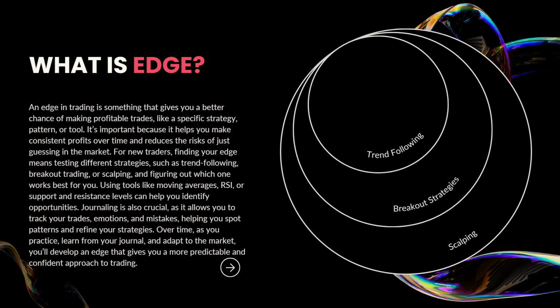Journaling is also crucial as it allows you to track your trades, emotions, and mistakes, helping you spot patterns and refine your strategy. Over time, as you practice, learn from your journal, and adapt to the market, you'll develop an edge that gives you a more predictable and confident approach to trading. So, an edge is basically the personality of your trades.